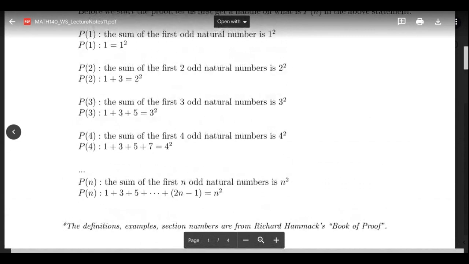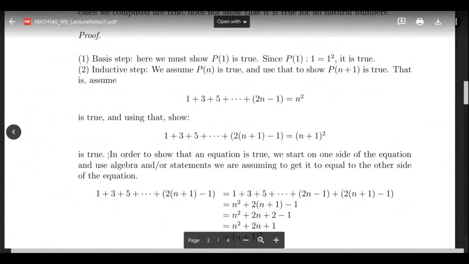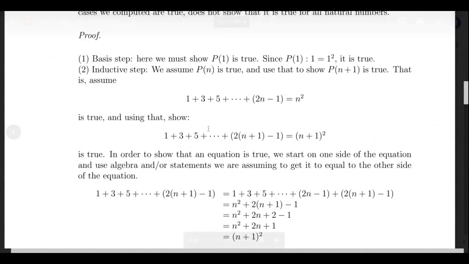Professor, can you go down a little? This proof? Yeah, that one I think he wants.